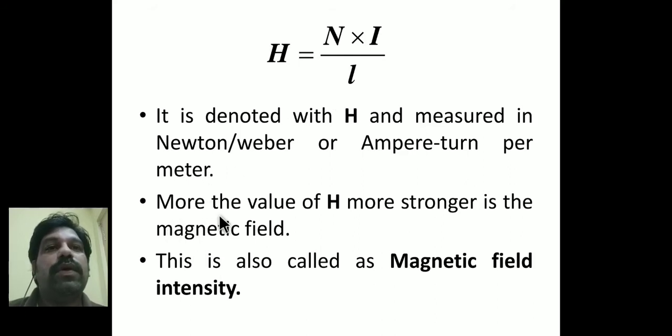The more the value of H, the stronger the magnetic field. As said previously, magnetic field strength gives the strength of the magnetic field. Therefore, if the index value is high, the magnetic field is stronger, else the magnetic field is weaker. This is also called magnetic field intensity. The other name for magnetic field strength is magnetic field intensity.